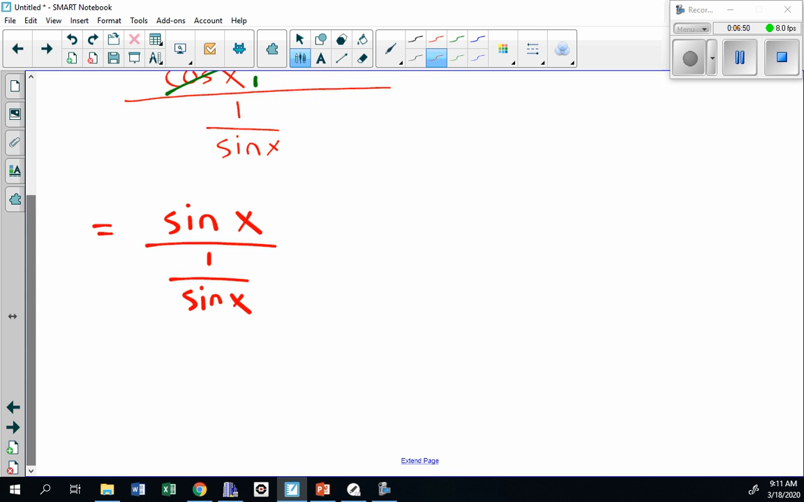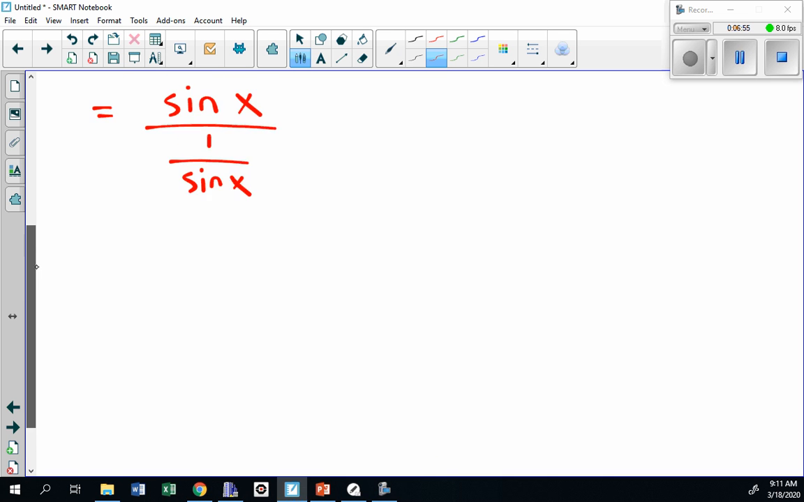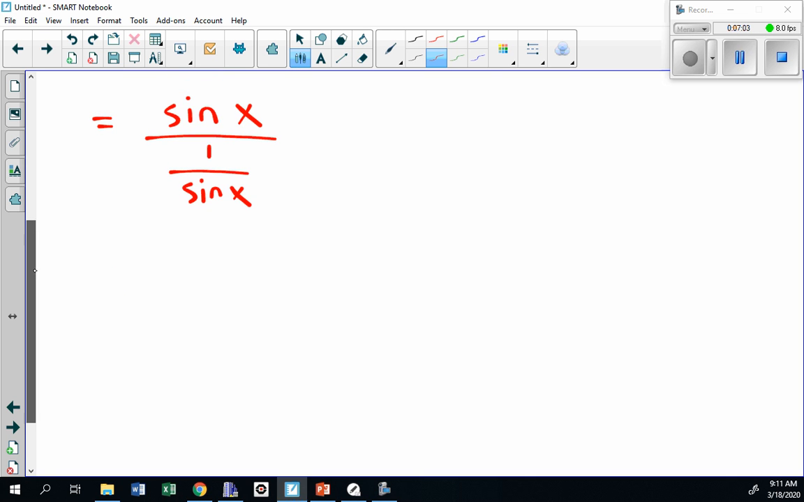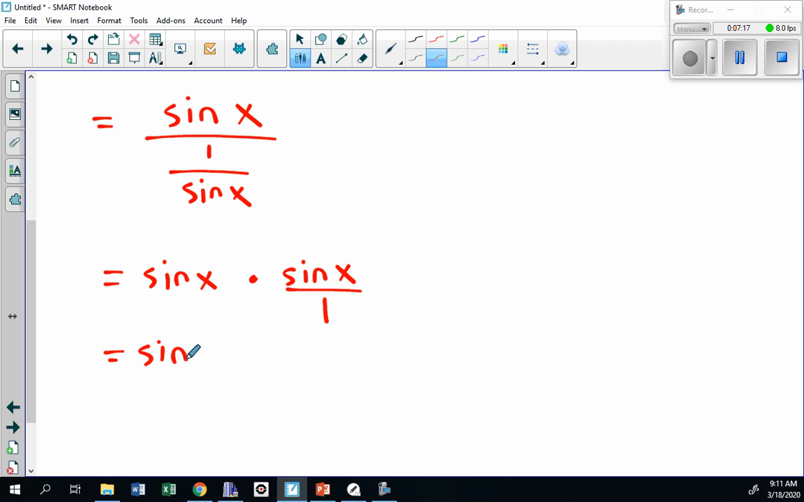I'm going to start going through. It's a little bit faster for how I'm determining my complex fraction. So that does not look how I want it to. So it's just going to become sine x multiplied by sine x over 1. So I just reciprocated that in one step instead of writing it as 2 lines. Now sine x times sine x is actually sine x squared.